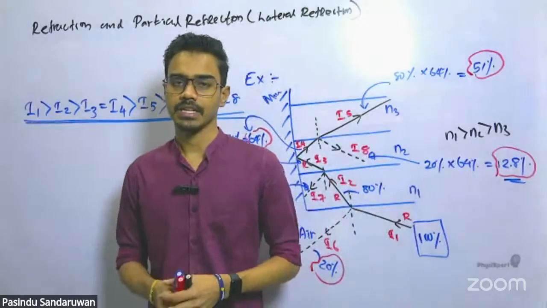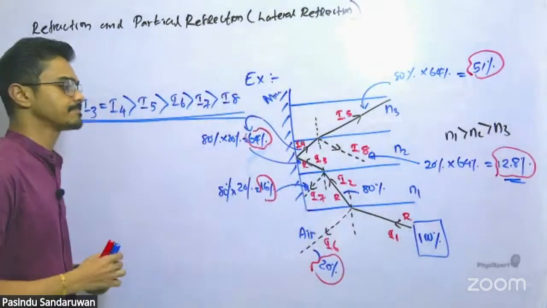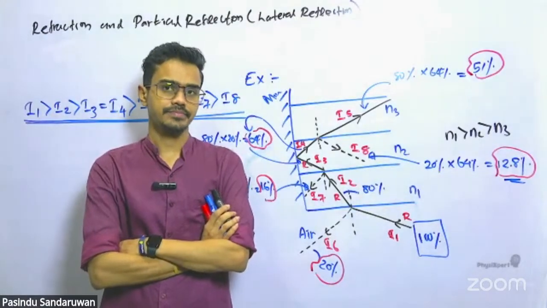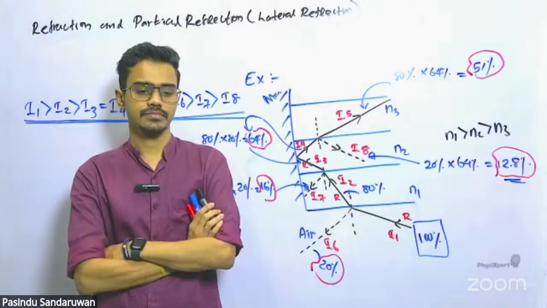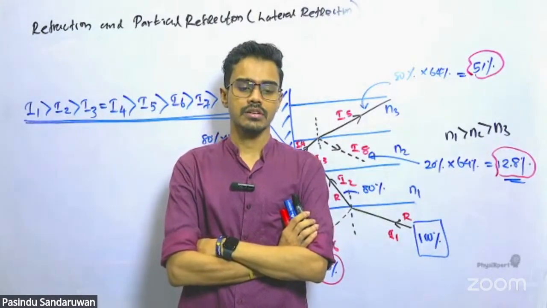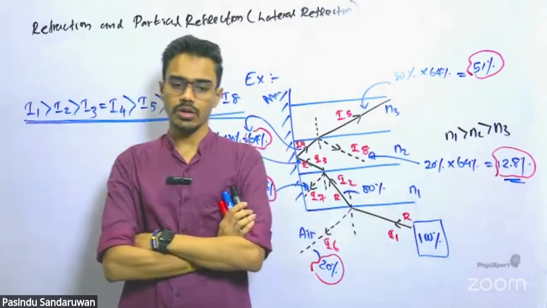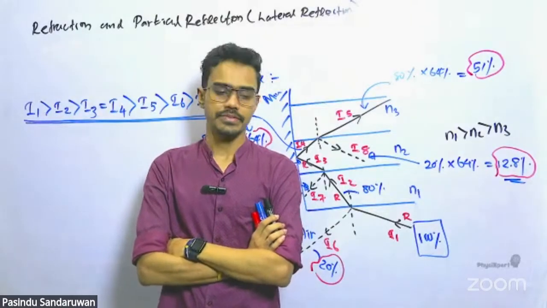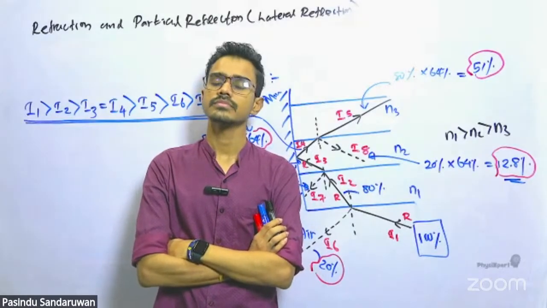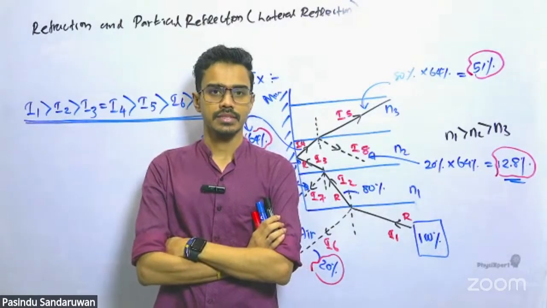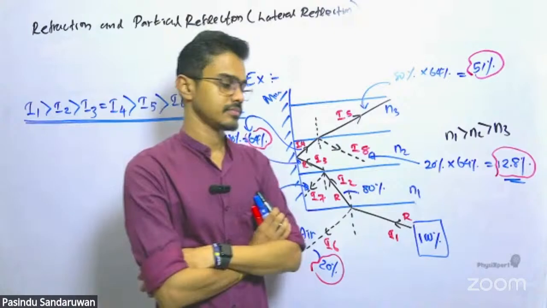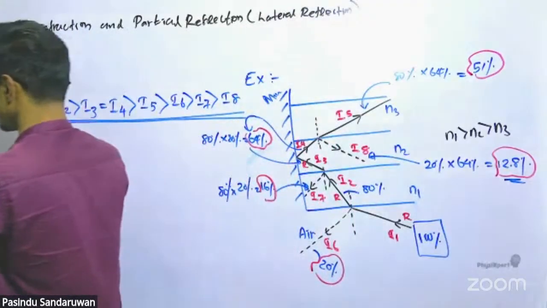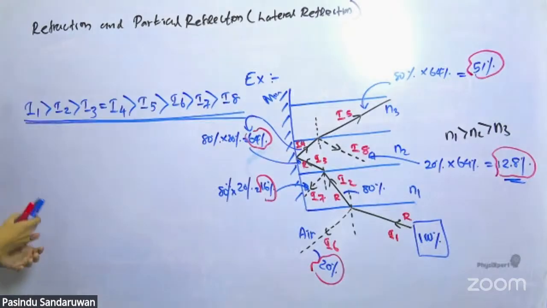Write down below with the red pen: all 100% is reflected back to the same medium in reflection.